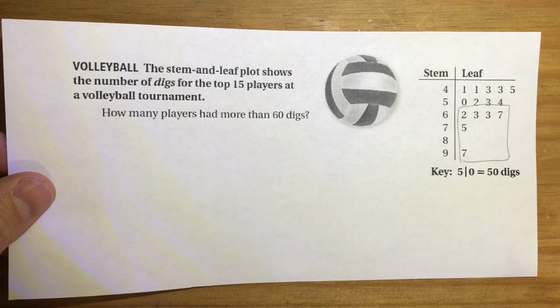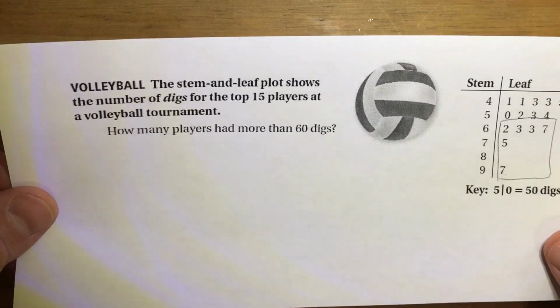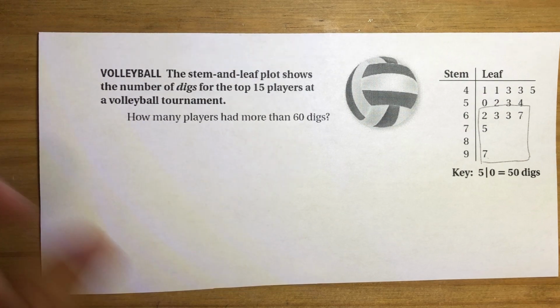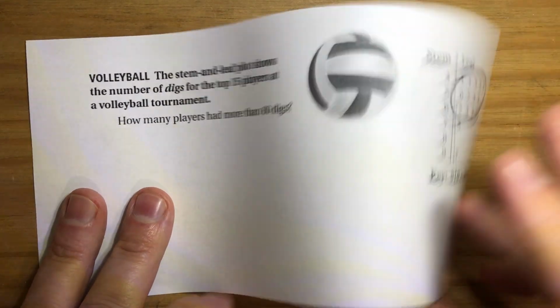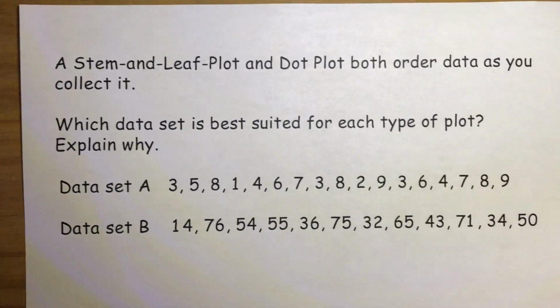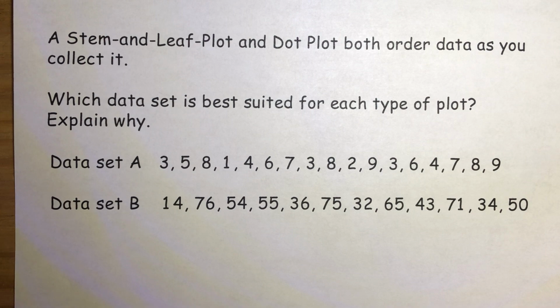Because the great thing is the stem and leaf plot does show you the raw data in graph form. You can see the data clearly clusters up here. That's where the data clusters. But, we can collect that raw data. So a stem and leaf plot and dot plot both order data as you collect it.